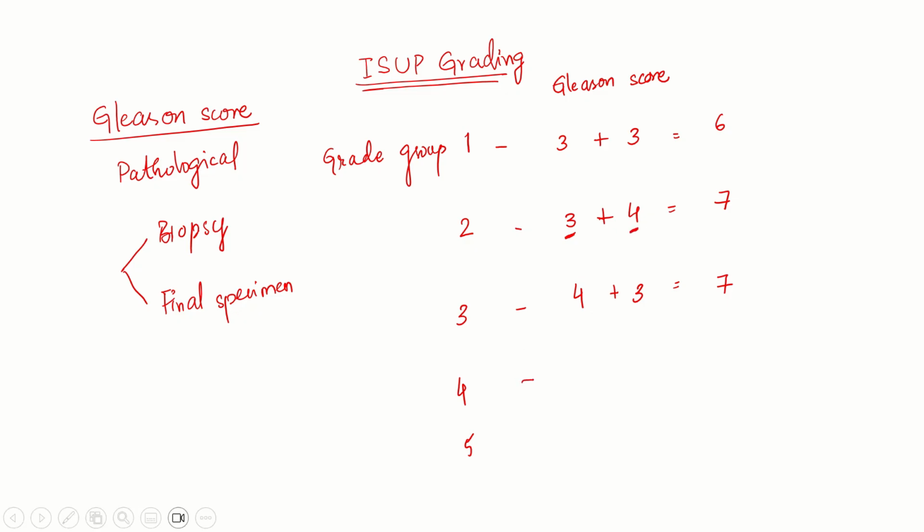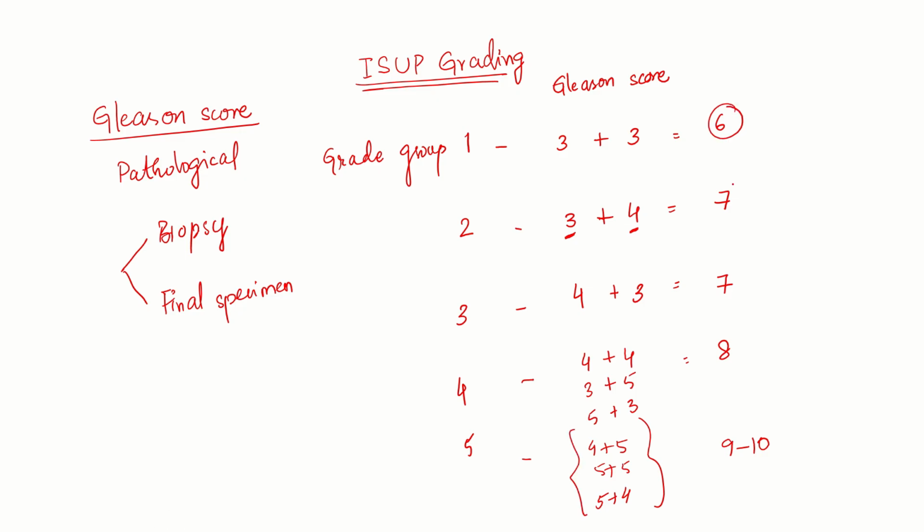Next, coming to group 4, it can be either 4 plus 4, 3 plus 5, or 5 plus 3, which is score of 8. Coming to grade group 5, the score is 9 to 10. With the Gleason score, it can be either 4 plus 5, 5 plus 5, or 5 plus 4. So these are the Gleason grade groups. These are useful in stratifying these tumors for management.